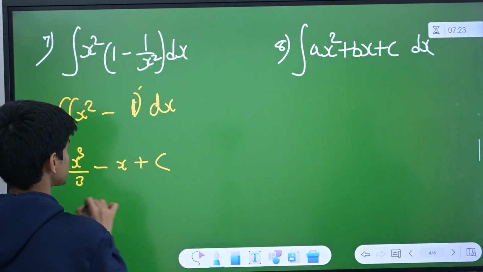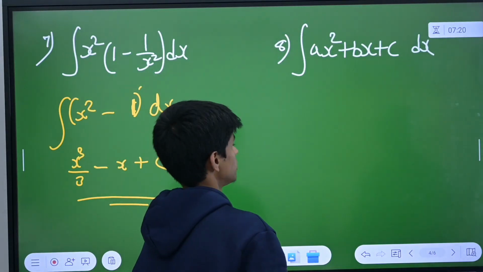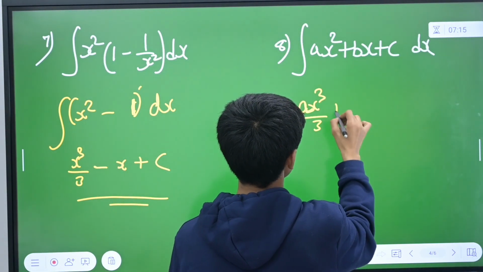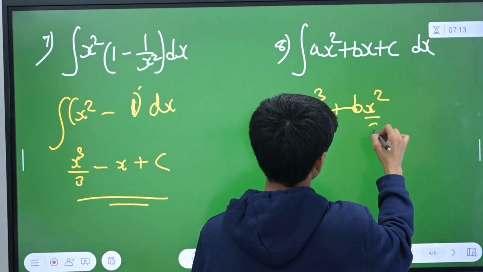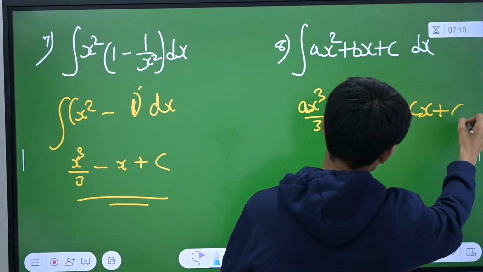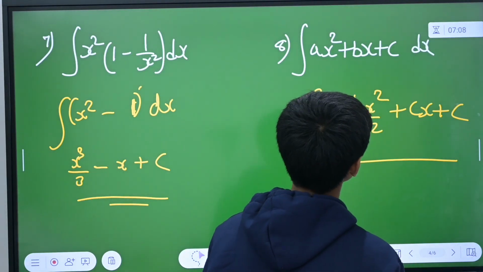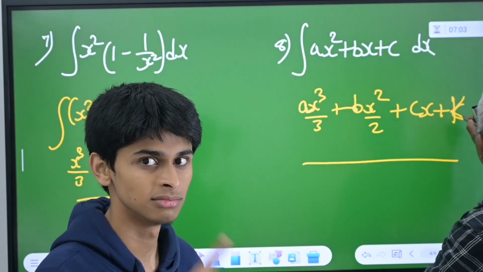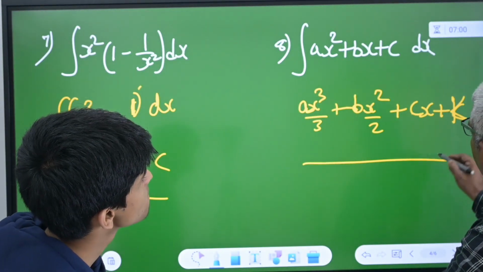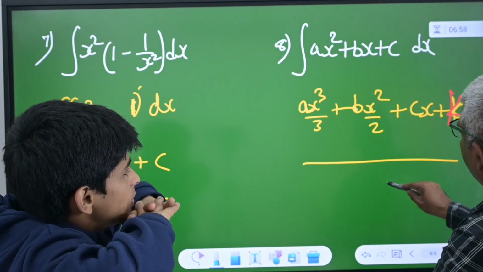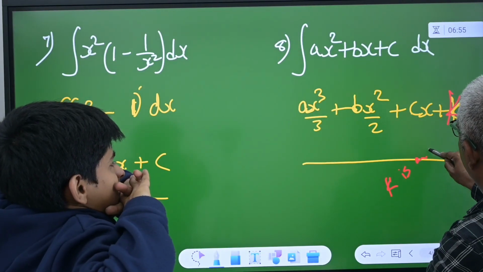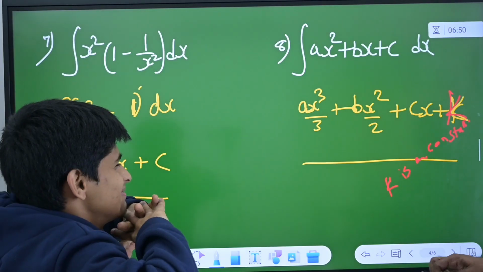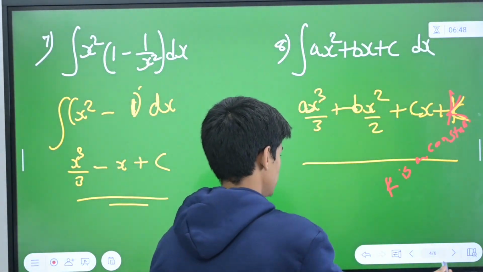Integration of ax square plus bx plus c is equal to ax cube divided by 3 plus bx square divided by 2 plus cx plus d. Here, instead of c, don't put c. You may put k or something, because c is already there, and mention k is a constant. Okay, now we'll go to the next question.